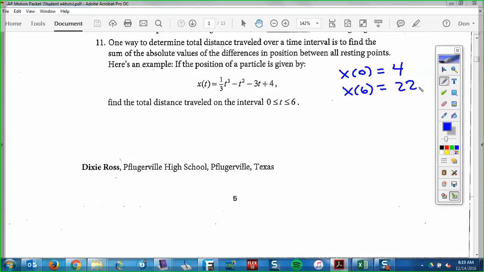Well, I start at 0 and I end at 6, but what about in between? What if I go this way? Don't I have to stop to turn around? Remember the chart? That's local max min stuff, right? When is the ball at its peak? When the velocity is 0, right?